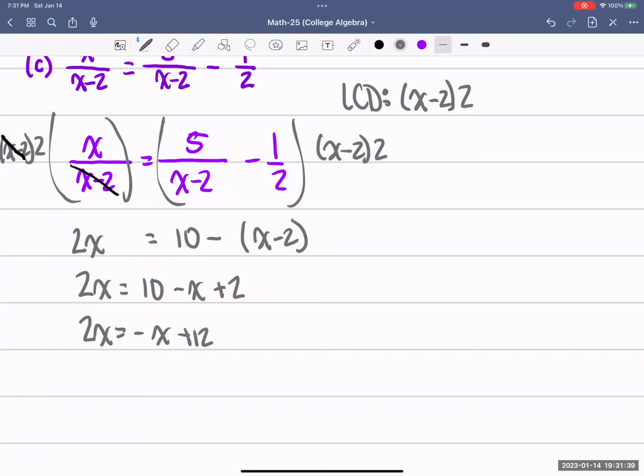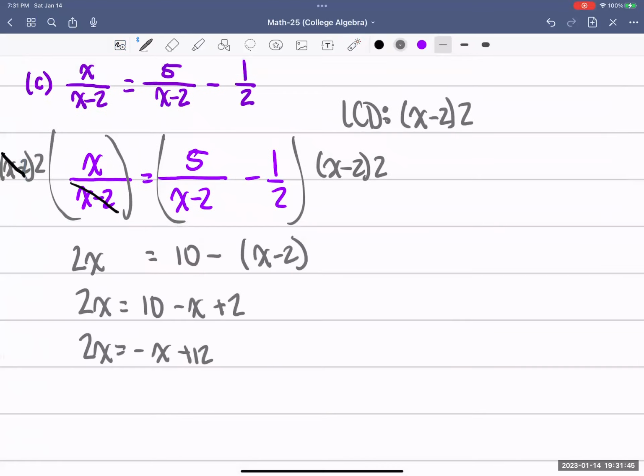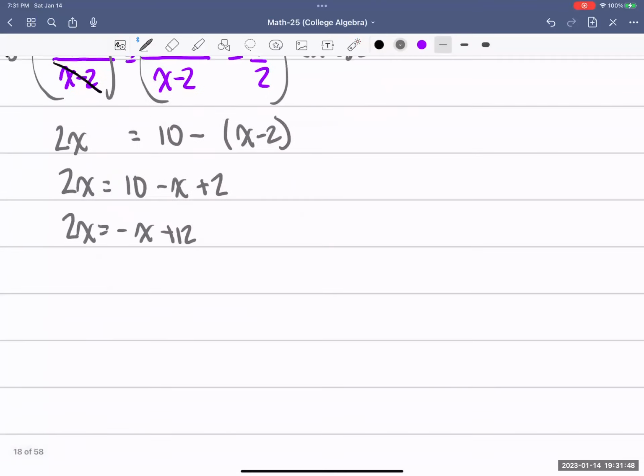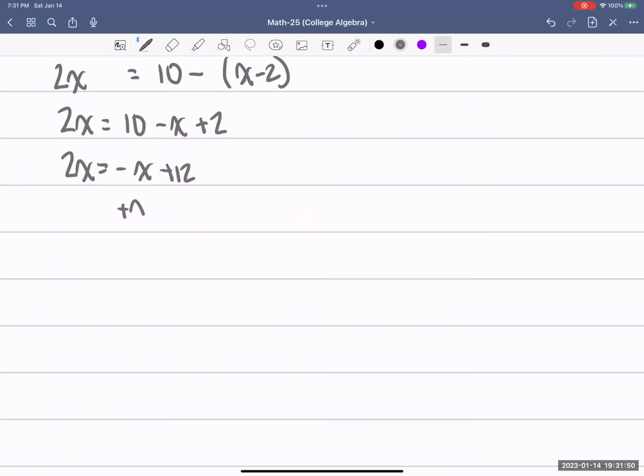Now to get all the variables over to one side, I think it's going to be easiest to move this over to the left side. So we're going to add x to both sides. 3x is equal to 12. And now from here, to get x by itself, we're going to divide both sides by 3. X is now equal to 12 divided by 3, which is 4.